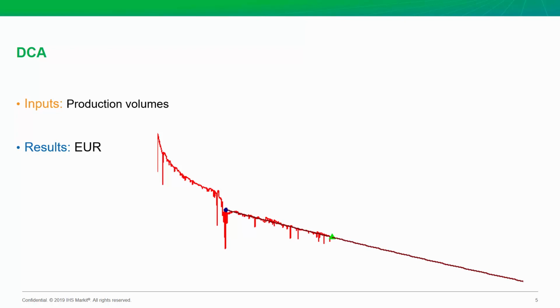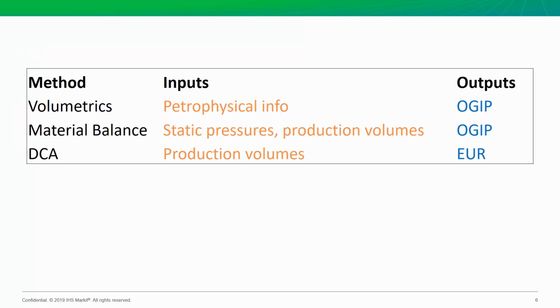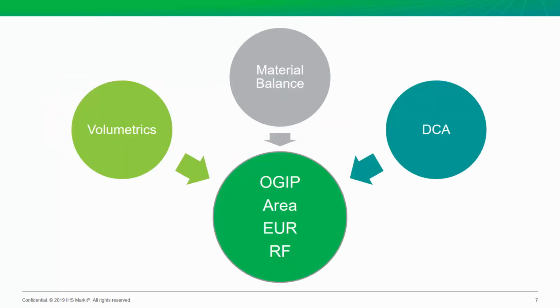But here's the problem. These three methods, they can conflict with each other. In fact, if we look at the different inputs and outputs, we see volumetrics and material balance, well, they both give us original gas in place or fluids in place. Which one is right? And then DCA gives us EUR. So how are we supposed to get a single volume, a single drainage area, a single recovery factor? Well, I'm going to show you that. I'm going to show you exactly how you can combine all these techniques together to create single outputs.